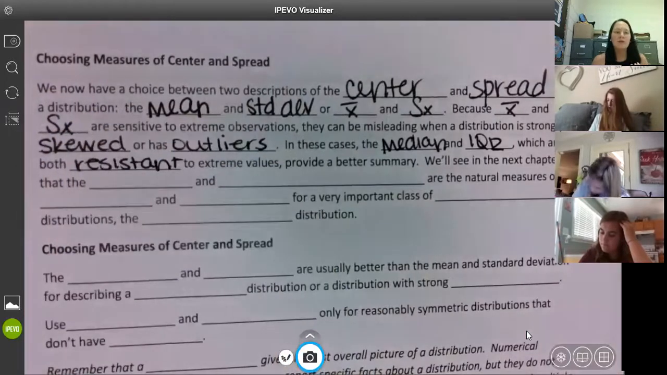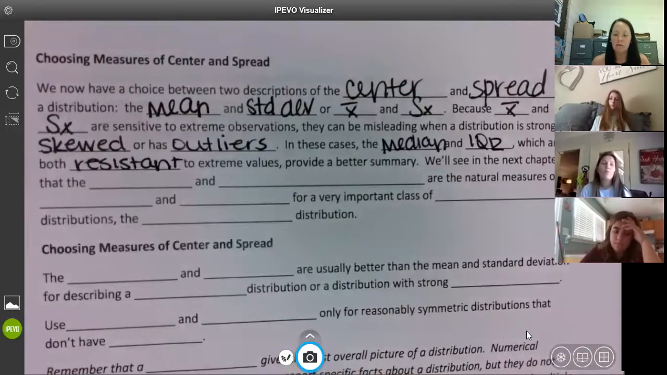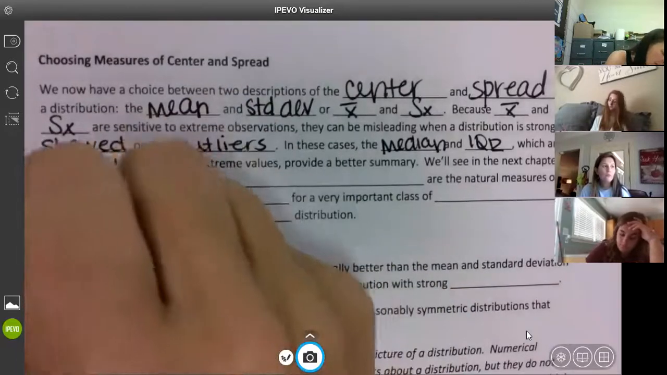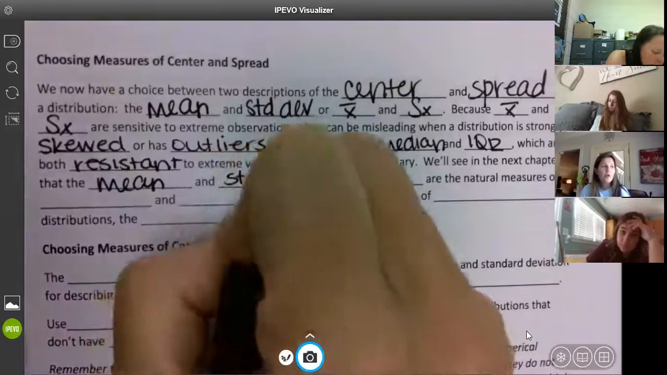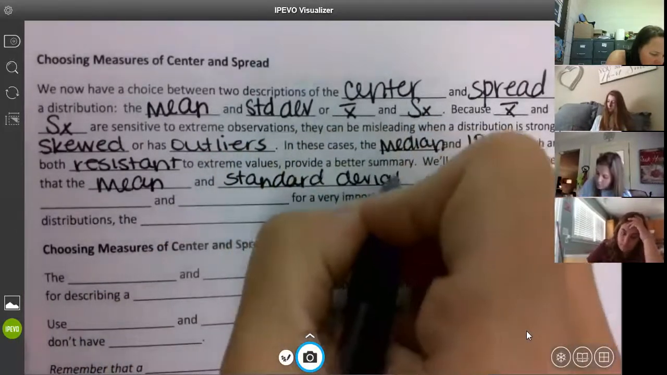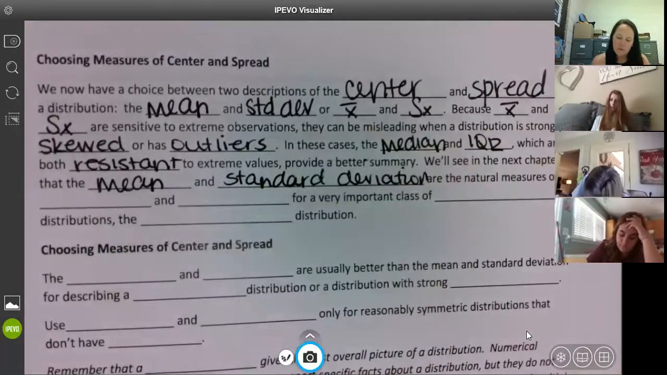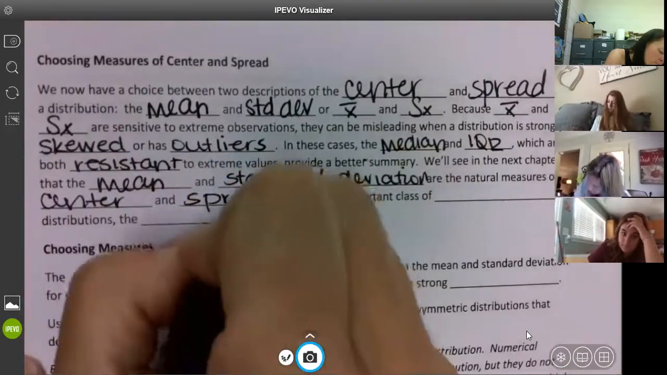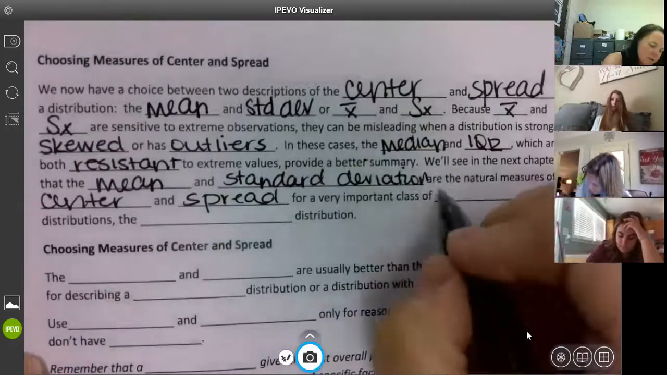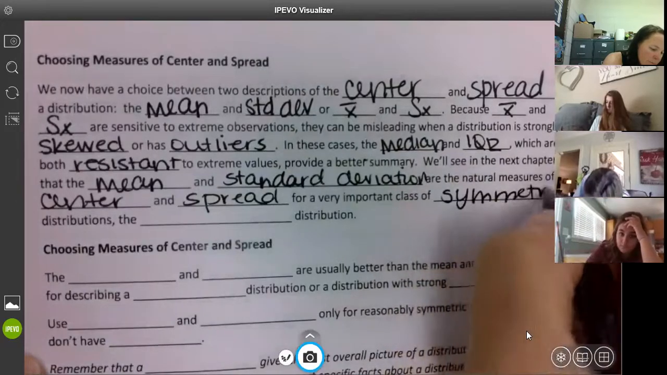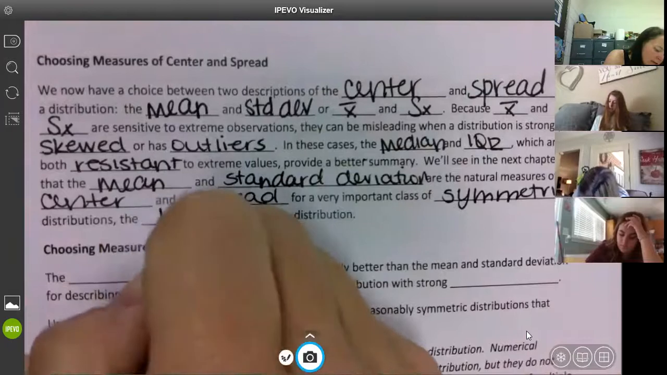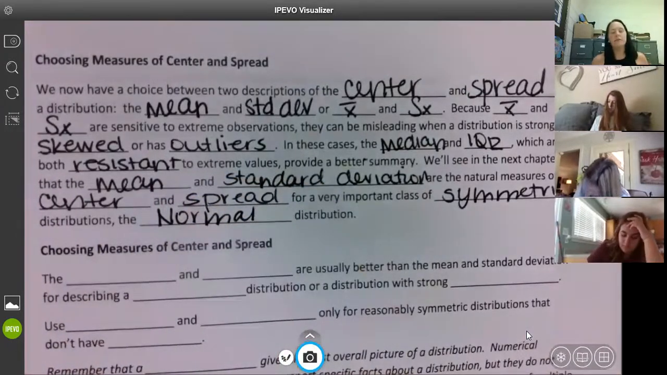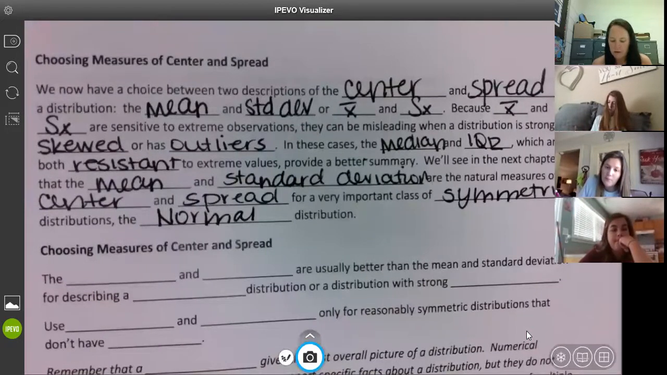So again, for a normal symmetric graph, we use the mean and standard deviation. Anything skewed, you're going to use median and IQR. You do need to know that. I'm going to keep saying it. You do need to know that. We'll see in the next chapter that the mean and standard deviation are the natural measures of center and spread for a very important class of symmetric distributions, which are called the Normal, and it's capitalized on purpose. That's how you'll see it in your book. They always make it like that. It's formal, the Normal distribution.